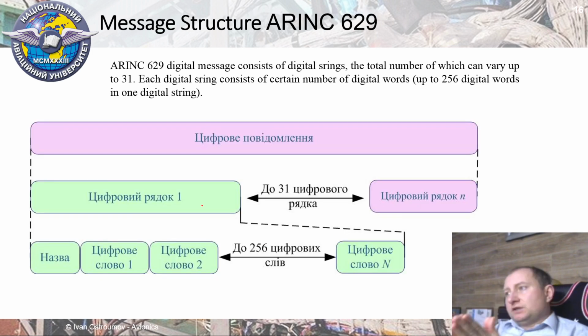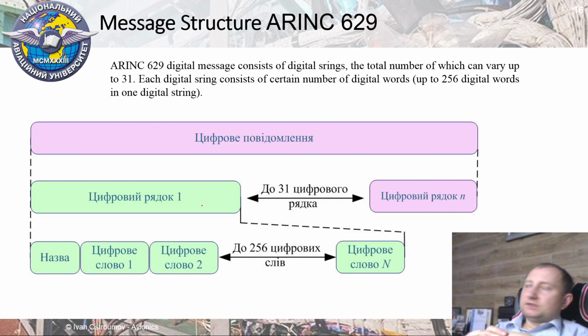Message structure of ARINC 629 includes three types of data. First of all, we need to specify digital message. All messages can be divided into strings. Thus, one digital message can be divided into up to 31 digital strings.